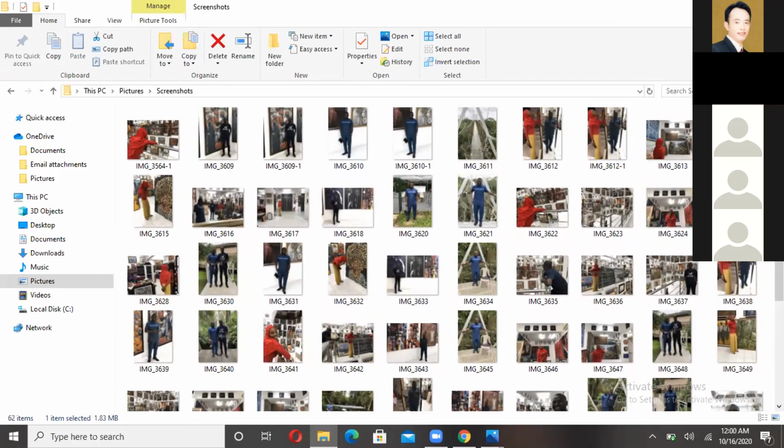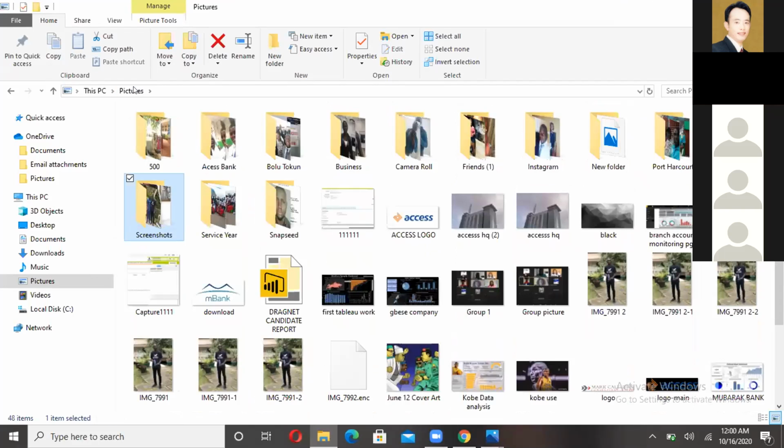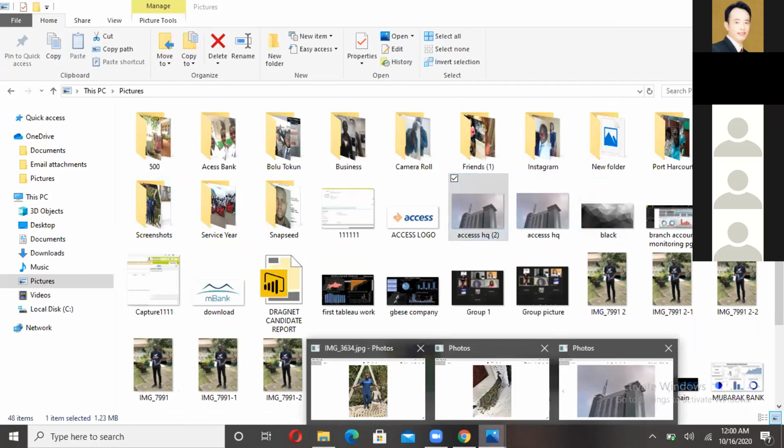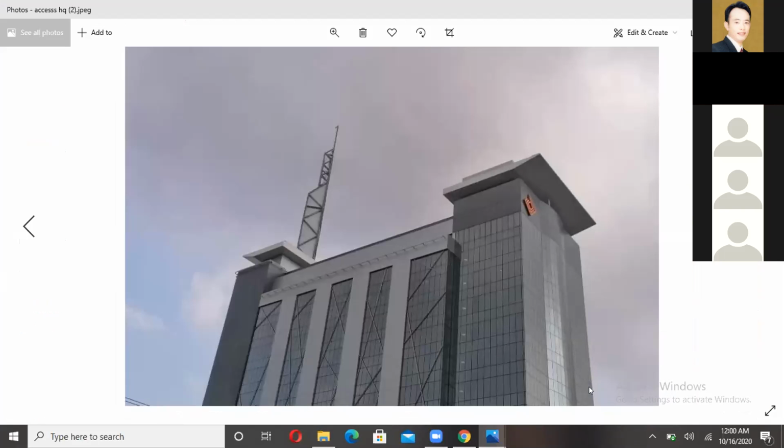So yeah, that's basically about it. This is my bank. This is where I work. It's called Access Bank.